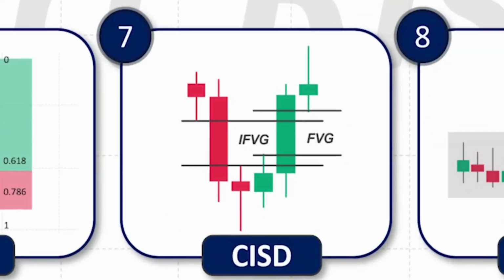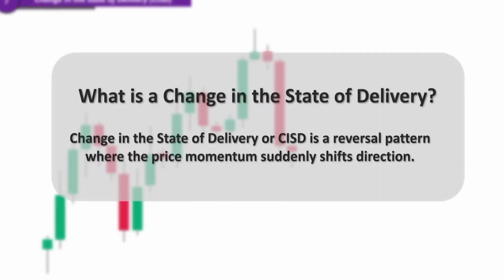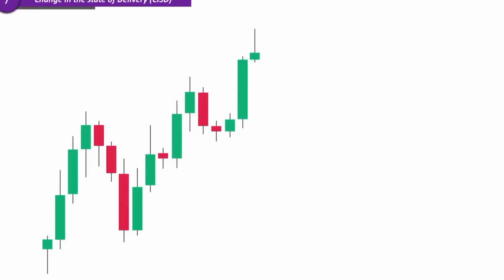Number 7. Change in the state of delivery. The change in the state of delivery, or CISD, is a reversal pattern where the price momentum suddenly shifts direction. In this example, you can see a clear uptrend. The latest price action shows strong bullish momentum with a breakout and multiple fair value gaps. The market looks clearly bullish, and we expect the price to keep pushing upward after a short pullback.